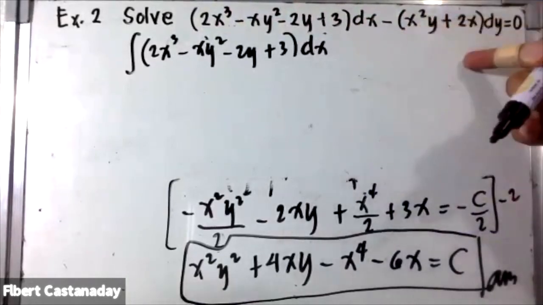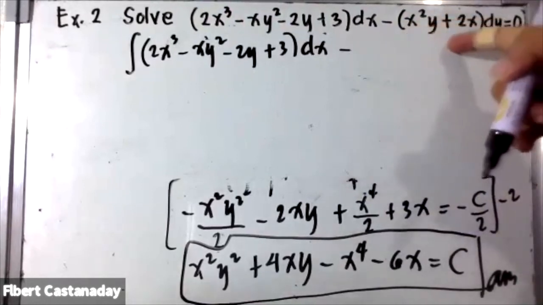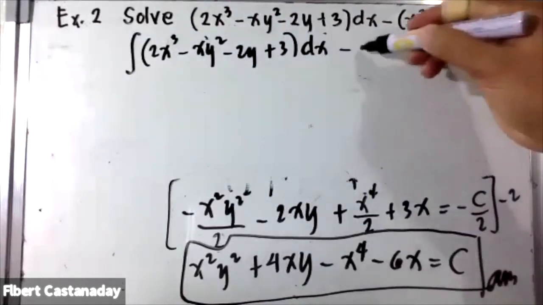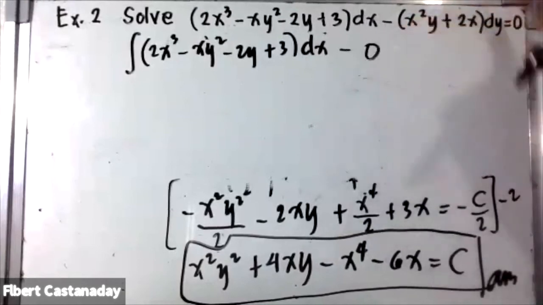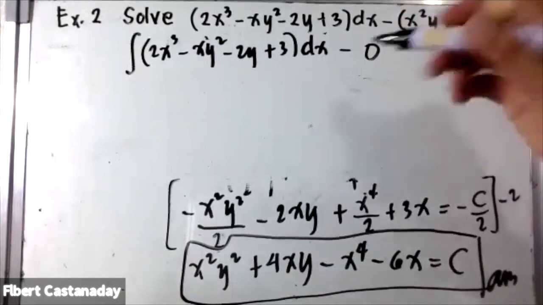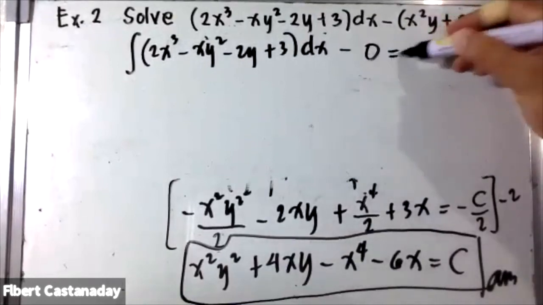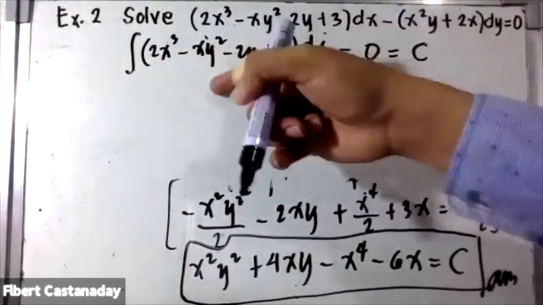And here, since this is not a pure function of y, you have variable x in each term. That's why you have 0 in this part. So no need to integrate this one because it's not a pure function of y. Again, integrate only those terms that have no x. So we have 0 here, equal to c.